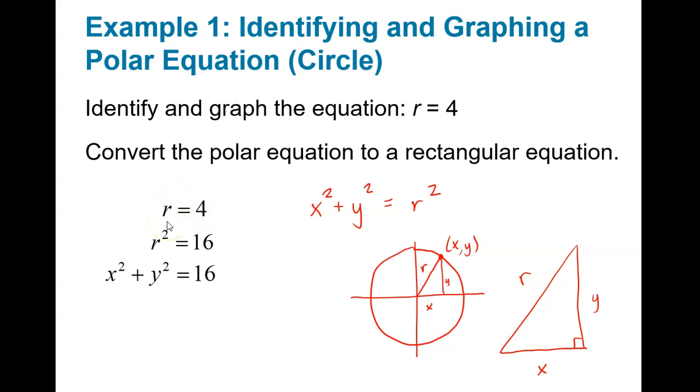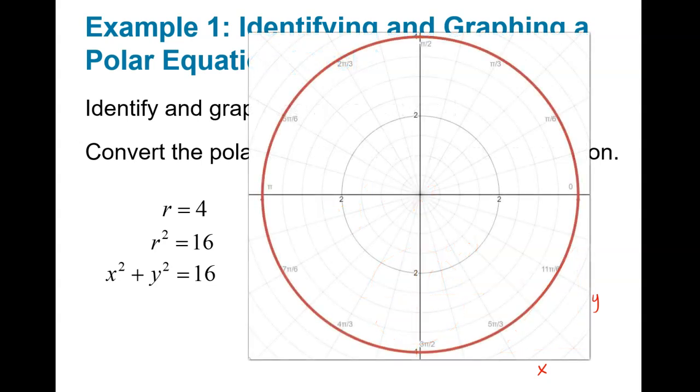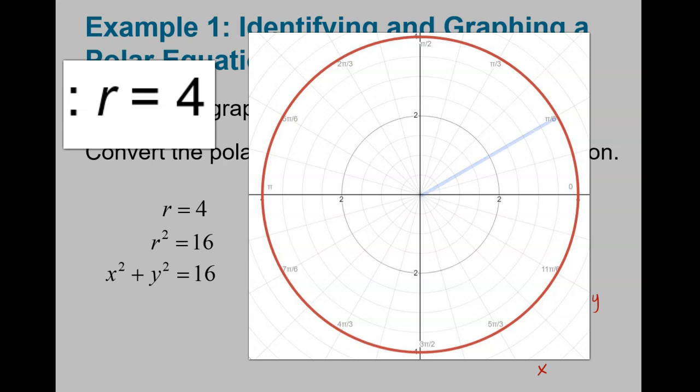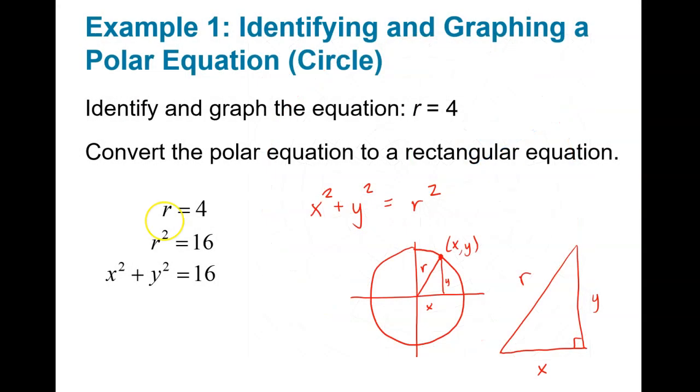Polar is basically for circular things. The grid itself is circular. So when we have r equals a constant, that's just a circle in polar coordinates. All right, notice there's no theta here. So no matter where we rotate, it doesn't matter. The radius is always 4, and the angle of rotation does not affect that.